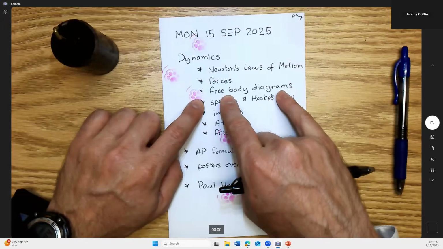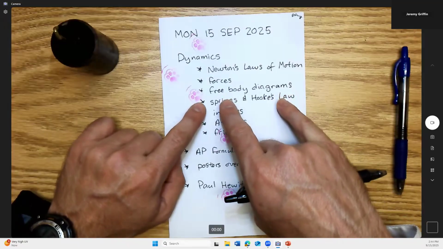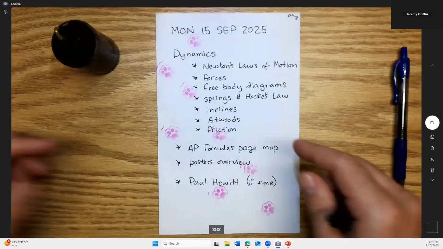Free body diagrams. This is a big deal in physics. It's just a diagram where you label all the individual forces that are acting on an object, and then you can make some kind of sense of that from there.